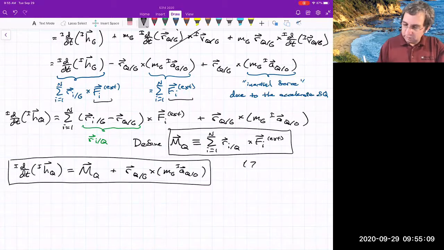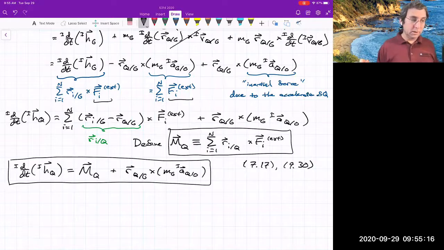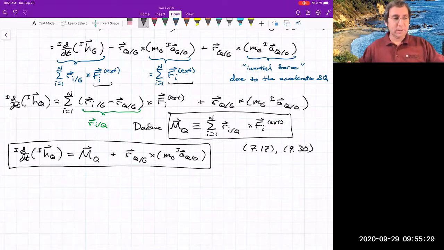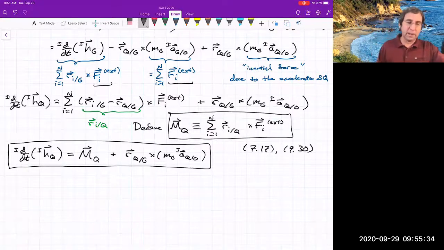And in the book, this is equation 717. It's also equation 930. It gets shown again. Okay. So how do we interpret this? It's a more general rotational dynamics equation because it doesn't depend on using the center of mass as your reference point. You can use any reference point as long as you're careful about things and you take into account the acceleration of your point Q.